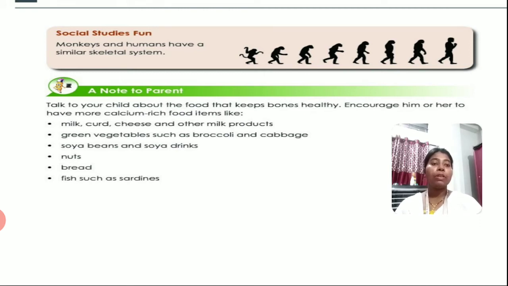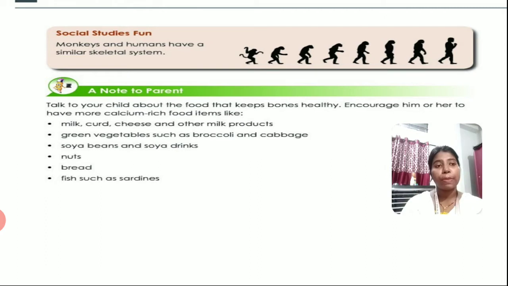Now here are some of the food items that can keep your bones healthy. See here. Talk to your child about the food that keeps bones healthy. Encourage him or her to have more calcium-rich food items like.